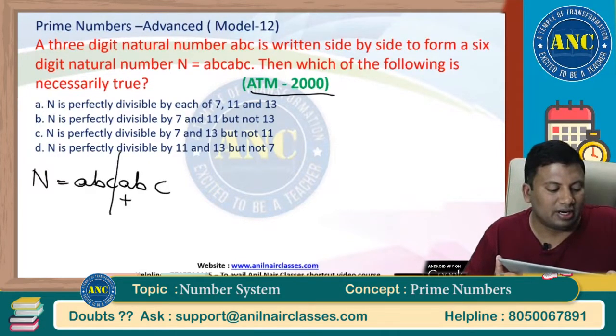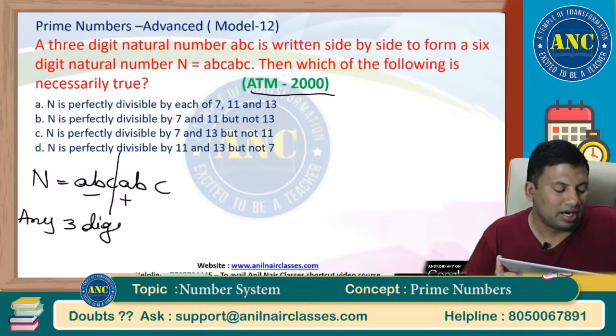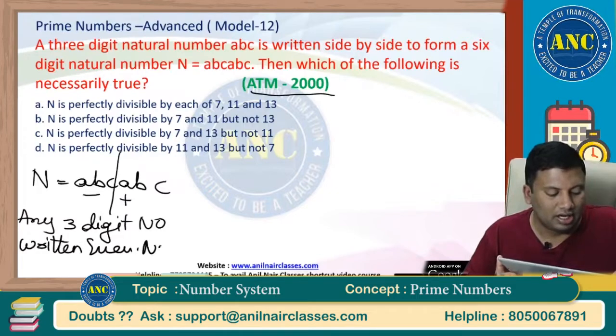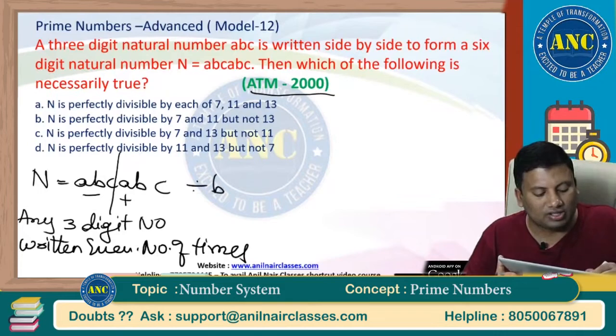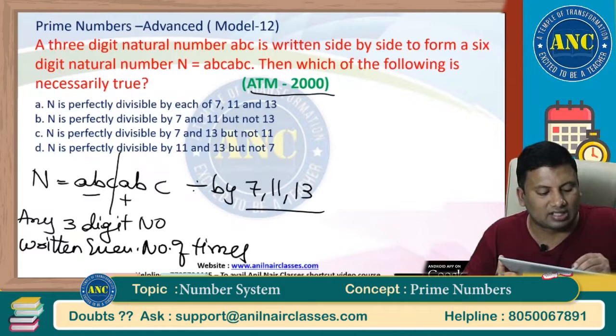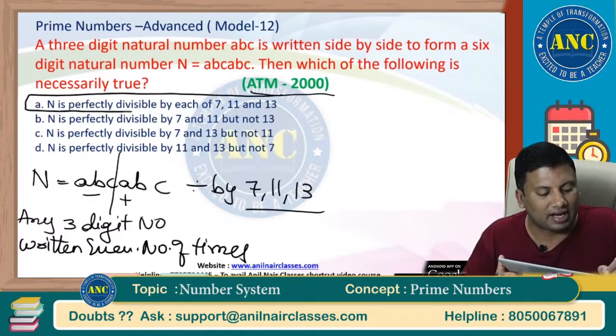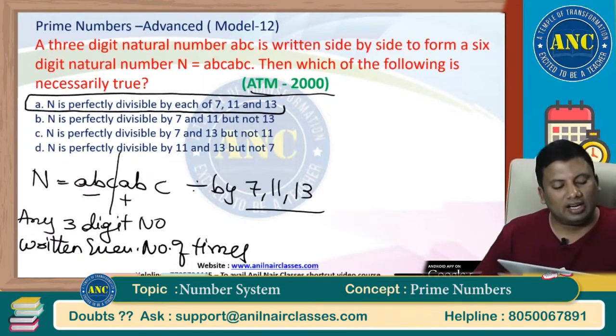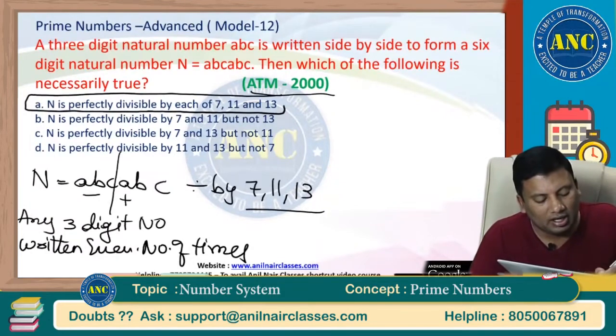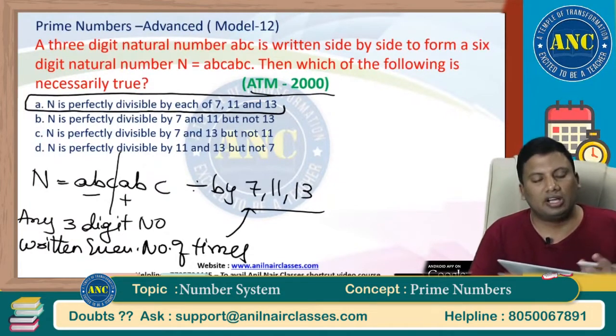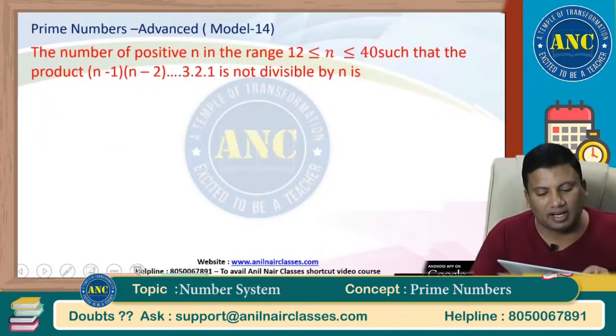Any 3-digit number. What is the concept that we discussed? Any 3-digit number written an even number of times is always divisible by which numbers? It is always divisible by 7, 11, 13. In my previous class, I discussed this concept. So N is perfectly divisible by 7, 11 and 13.